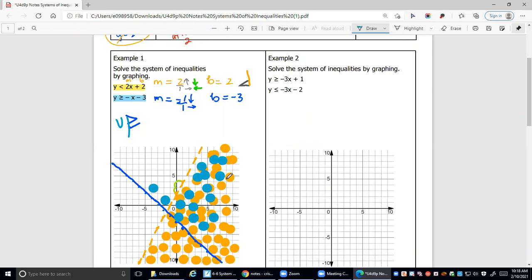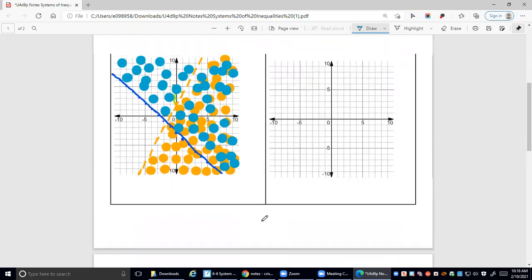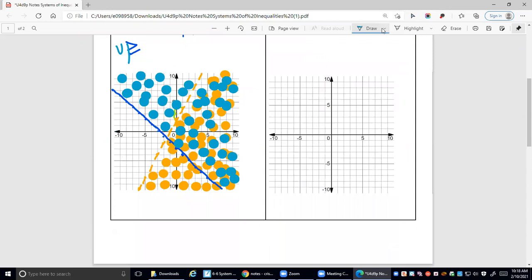So solutions live, and this part's really important, solutions live where the shade overlaps, okay? That is a distinction. Okay? So solutions live where the shade overlaps. I'm going to write that down right here.